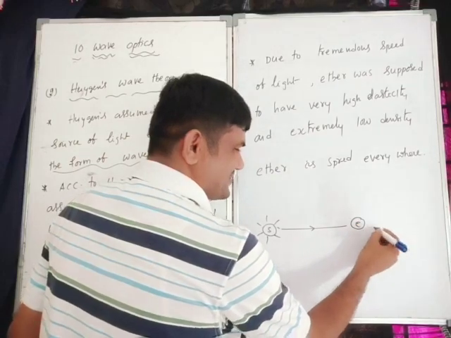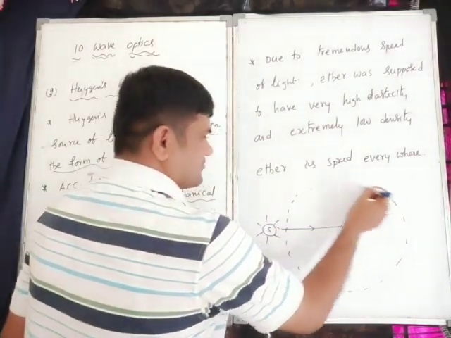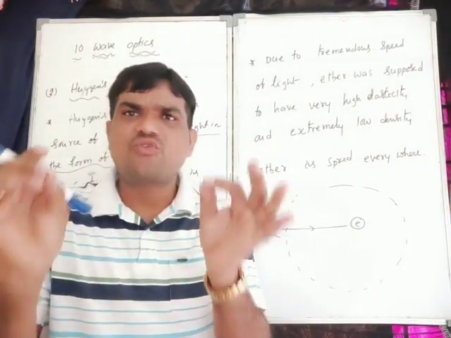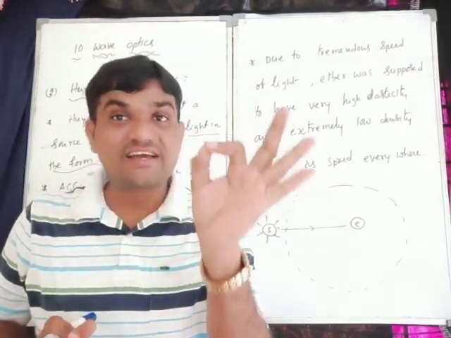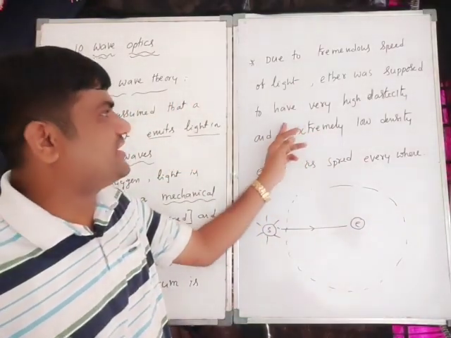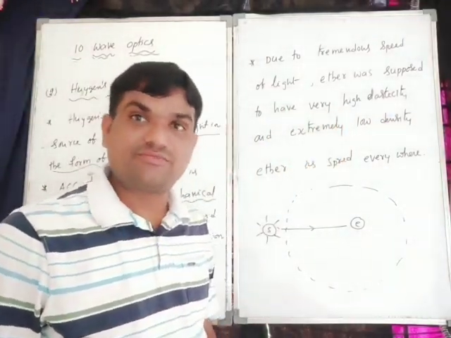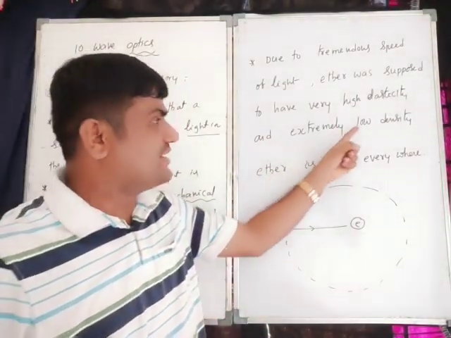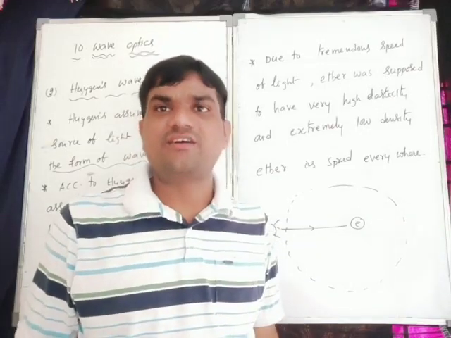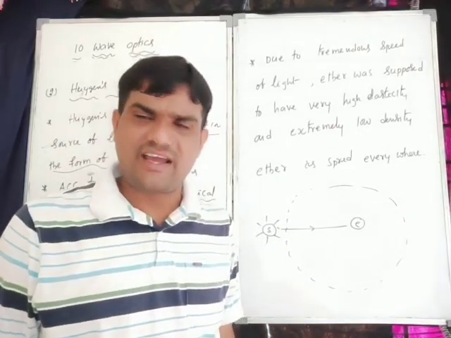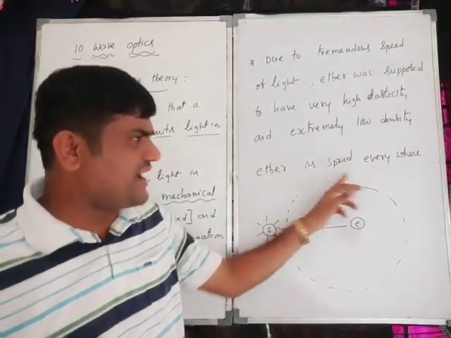This is the earth surface. The space, this complete universe, can have one medium. That medium is ether. And remember, this ether has one special property. What is that special property? Ether was supposed to have very high elasticity and extremely low density. It is a highly elastic medium as well as low density. Ether is spread everywhere.